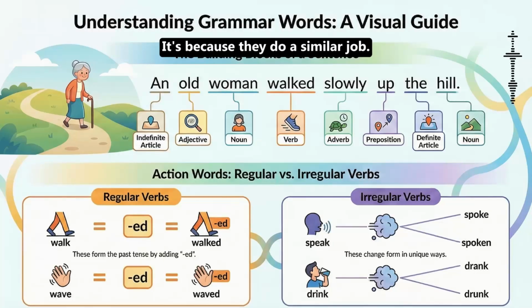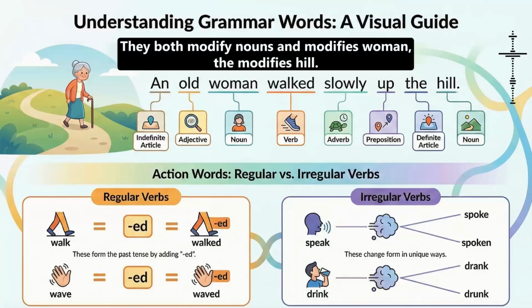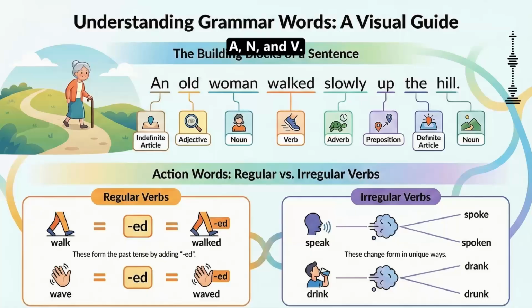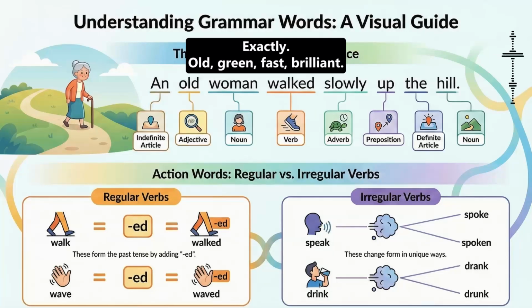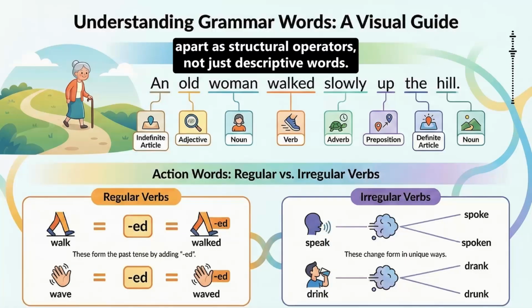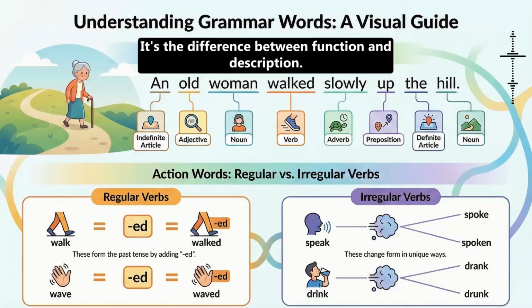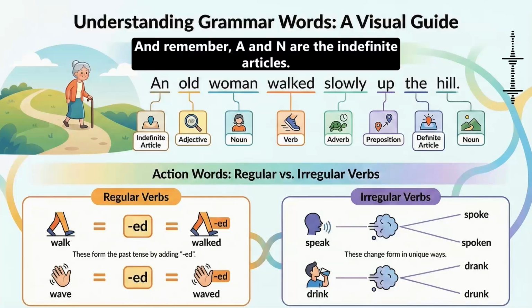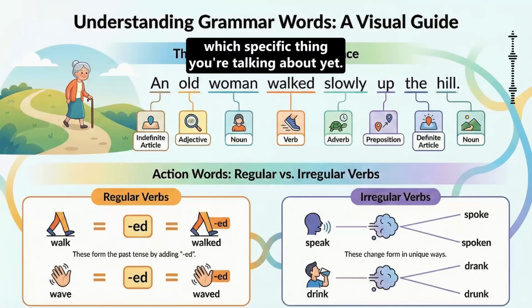It's because they do a similar job. They both modify nouns. A modifies woman. The modifies hill. The real distinction is that articles are a tiny closed class of words. A, an, and the. That's it. Whereas adjectives are almost endless. Exactly. Old, green, fast, brilliant. So by calling a and the articles, we're setting them apart as structural operators, not just descriptive words. It's the difference between function and description. And remember, a and an are the indefinite articles. You use them when the listener doesn't know which specific thing you're talking about yet.